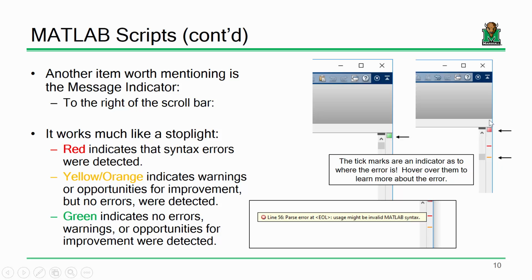Yellow and orange indicators over here on the side mean that there may be some way that you could improve the script, like make it shorter or more efficient. And green, which is what you want to see, means that there are no errors that have to be improved on.